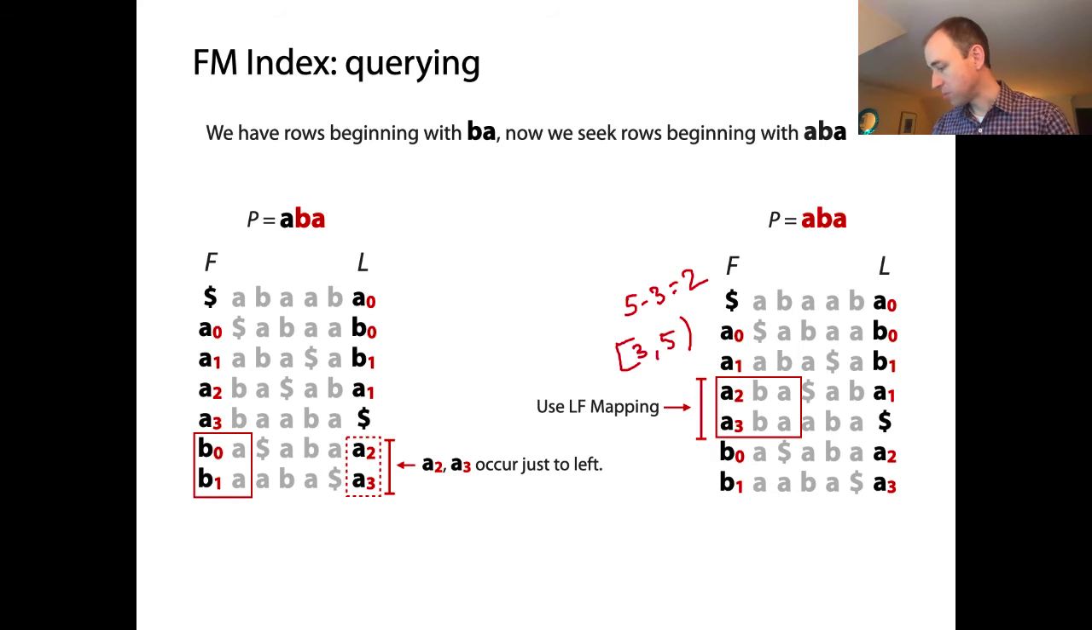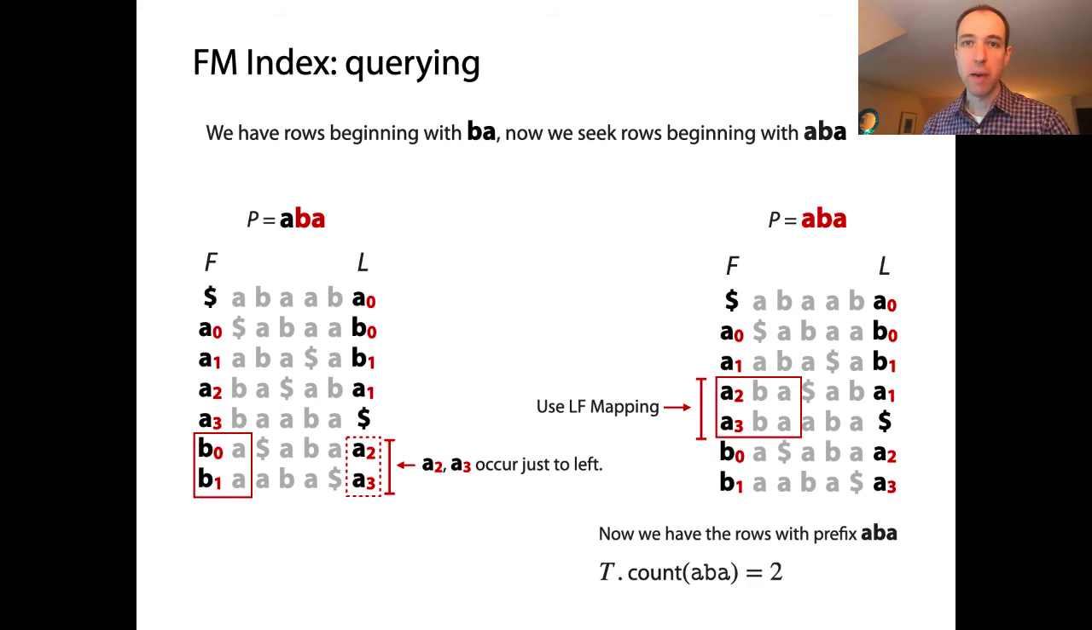Okay, so now that I have the rows that start with ABA, it's a simple matter of doing a subtraction to figure out how large that range is to find the answer to the count query. The answer is 2.